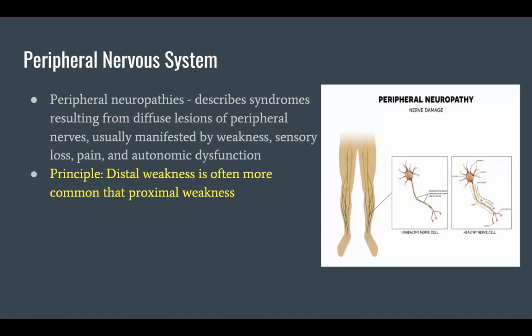Okay, so we've got the peripheral nervous system, and we talked about peripheral neuropathies. He gives this definition. I think it's probably not important to know, but he highlighted this principle that distal weakness is more common than proximal. When we talk about diabetes, it's got this stocking and glove pattern. If you think about wearing gloves and wearing socks, you've got distal weakness right where your socks and your gloves are.